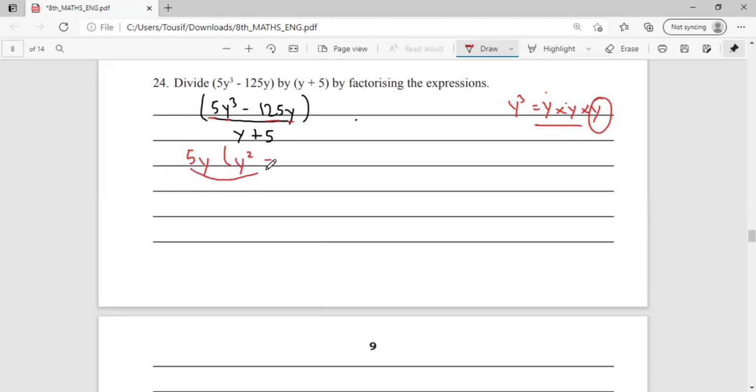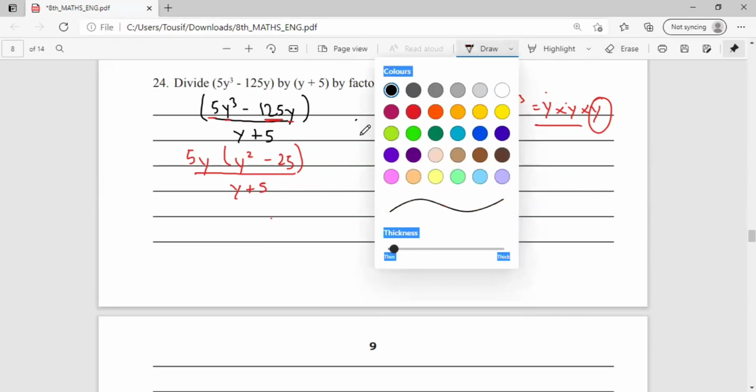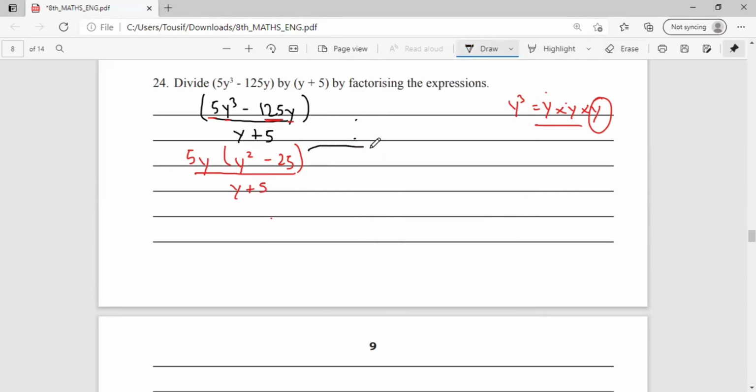Okay, so 5 into 25 is 125. So y is already common, so just close your bracket. And the denominator we're going to write down as it is: y plus 5.